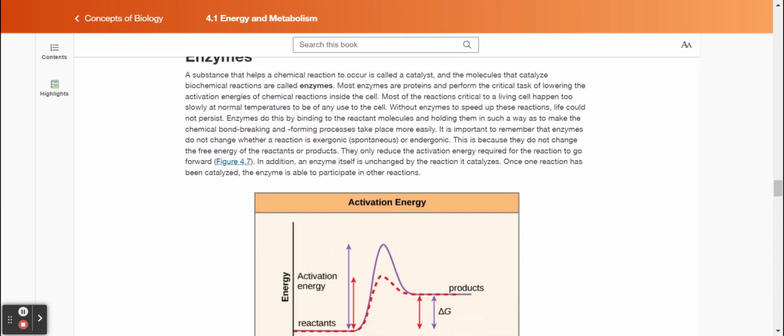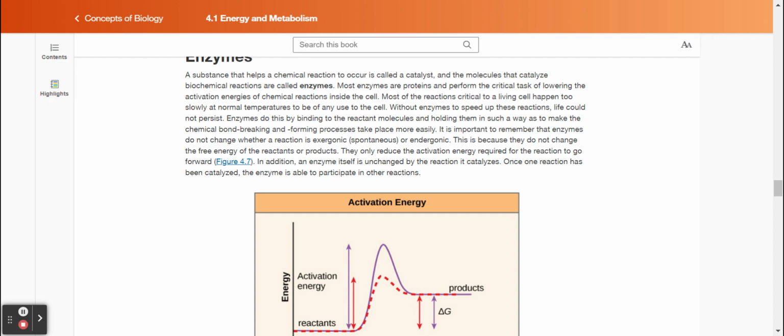Enzymes. A substance that helps a chemical reaction to occur is called a catalyst, and the molecules that catalyze biochemical reactions are called enzymes. Most enzymes are proteins and perform the critical task of lowering the activation energies of chemical reactions inside the cell. Most of the reactions critical to a living cell happen too slowly at normal temperatures to be of any use to the cell. Without enzymes to speed up these reactions, life could not persist. Enzymes do this by binding to the reactant molecules and holding them in such a way as to make the chemical bond breaking and forming processes take place more easily.